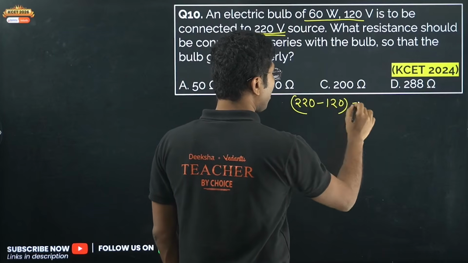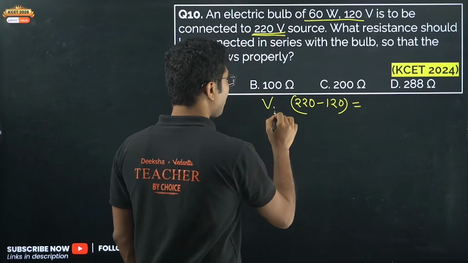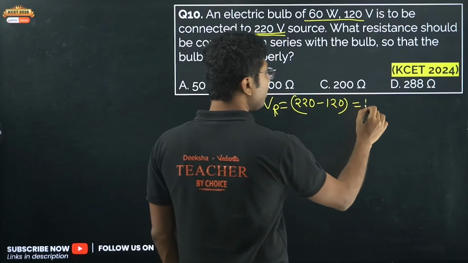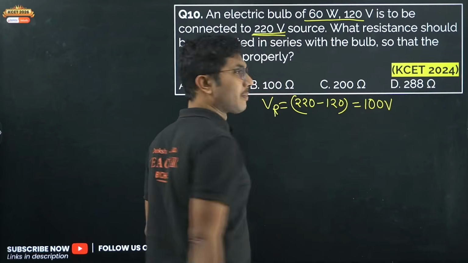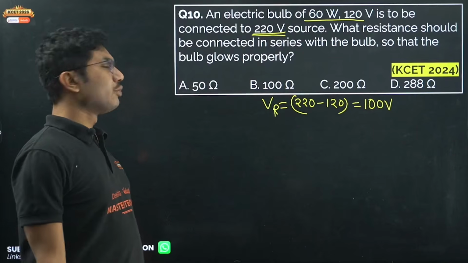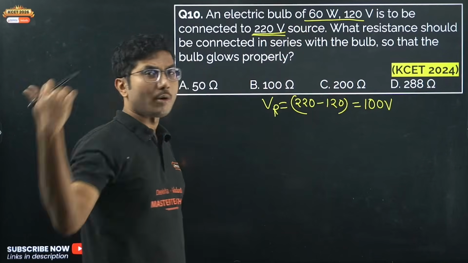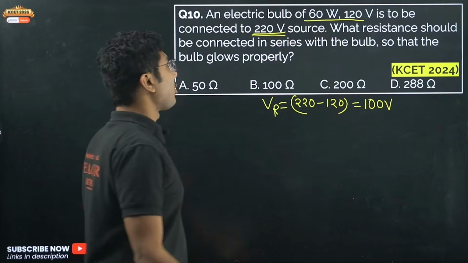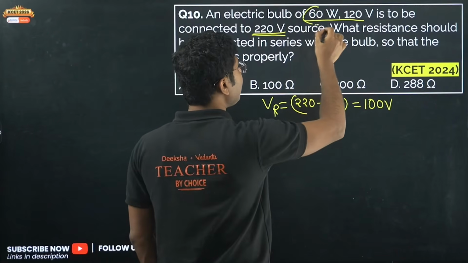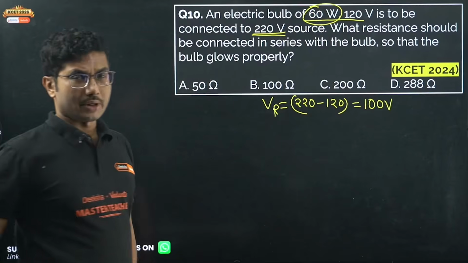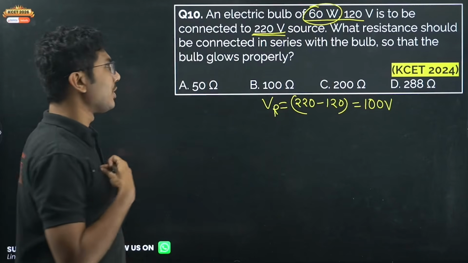So the voltage drop across the resistance should be this extra 100 volt. Now, how to do that? First of all, you have to know that the bulb is glowing properly. Bulb is glowing properly means bulb is consuming this 60 watt power.